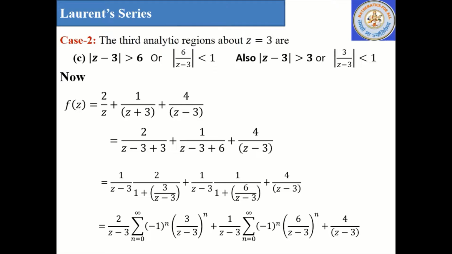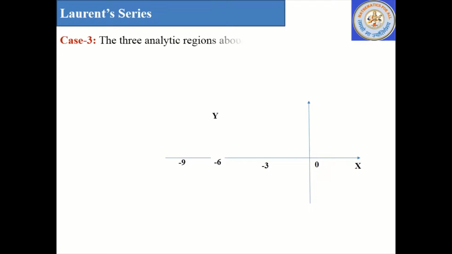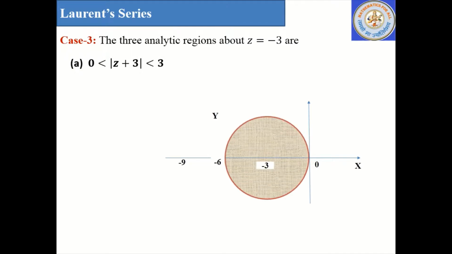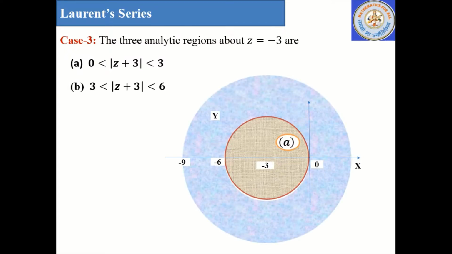Come to the next, case 3. It is about z equal to minus 3. Very quickly, we again have the first domain, |z plus 3| greater than 0 and less than 3. The second domain, |z plus 3| greater than 3 and less than 6. And the last, the third domain, |z plus 3| greater than 6. So in this way, again here we have three domains.